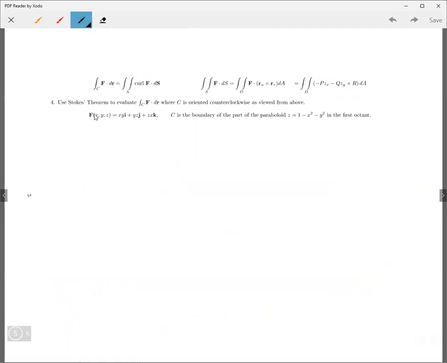Okay, so here's our vector field. And okay, shut up, Siri. So here's our vector field. And then we're going around the boundary of the part of the paraboloid in the first octant.